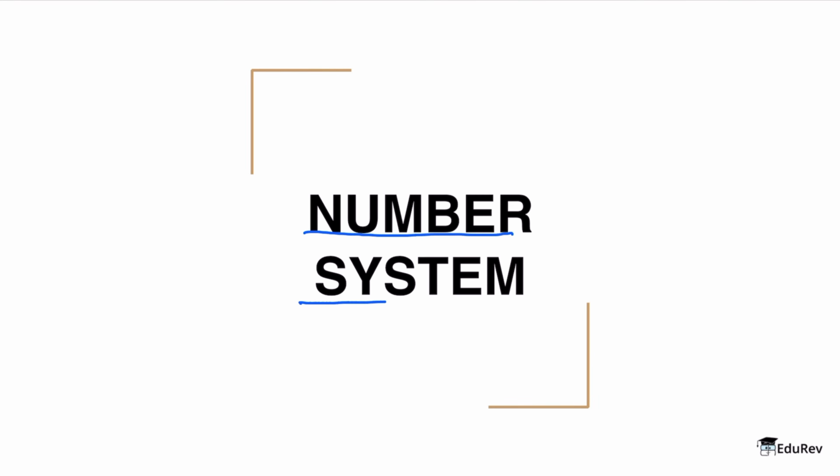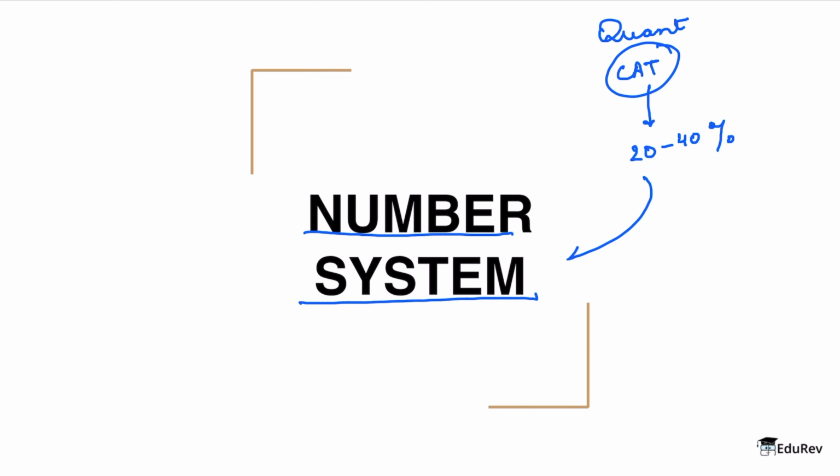The chapter on number system is amongst the most important chapters in the entire syllabus of quantitative aptitude for the CAT examination. CAT has consistently asked roughly 20 to 40% of the marks based on questions taken from this chapter. Naturally, this chapter becomes one of the most crucial as far as your quest to reach close to the qualification score in the section of quantitative aptitude is concerned. So let's begin with the chapter number system.